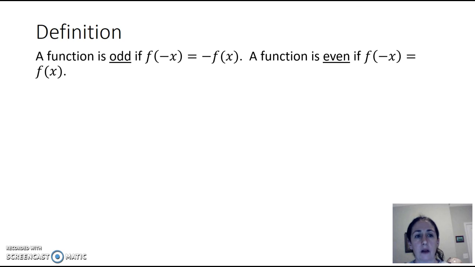Another definition for you: a function is called odd if when you plug in a negative x value, you get the opposite of when you plug in the positive x value. And a function is even if when you plug in a negative x value, you get the same thing as when you plug in a positive x value.